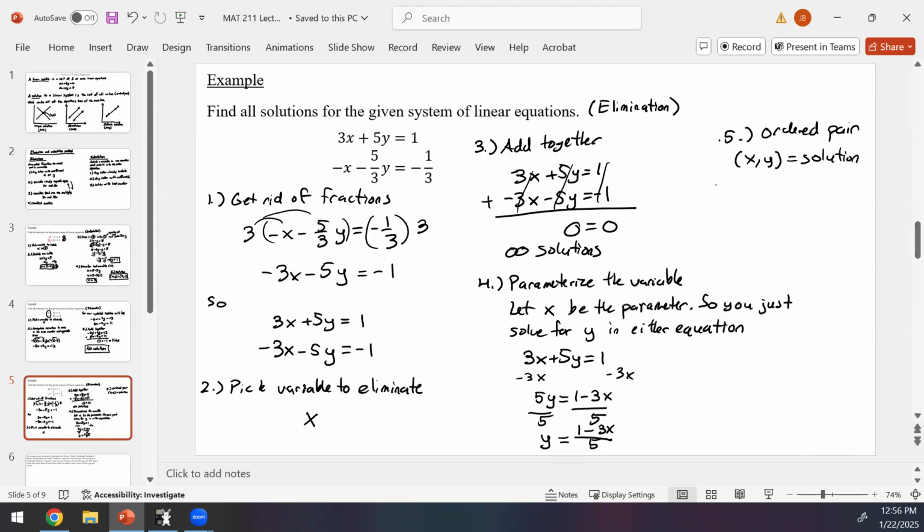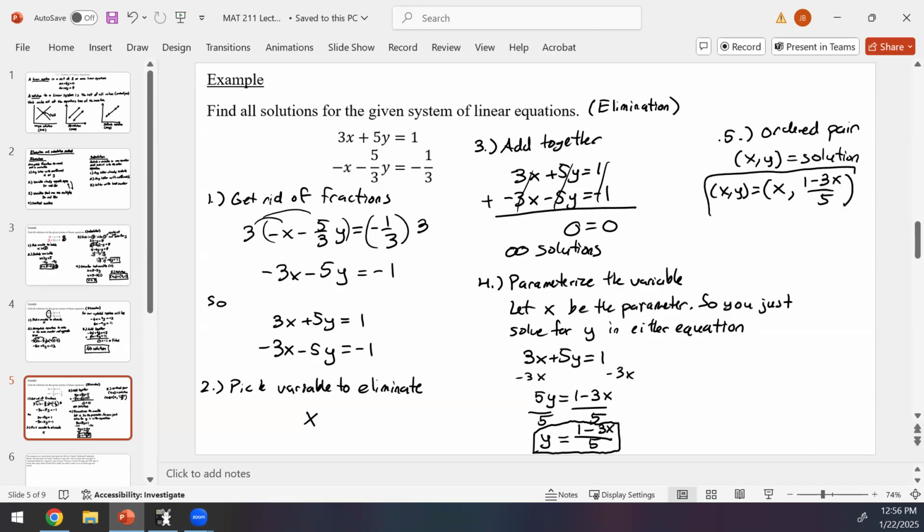So x comma y. They said let x be the parameter, so you're just going to write x again. And then y is going to be written in terms of x. We found that y is equal to 1 minus 3x, so now this becomes (1 minus 3x) over 5. Okay, so that is the parameterization of the solution, and that is how you will write your solution on the homework.